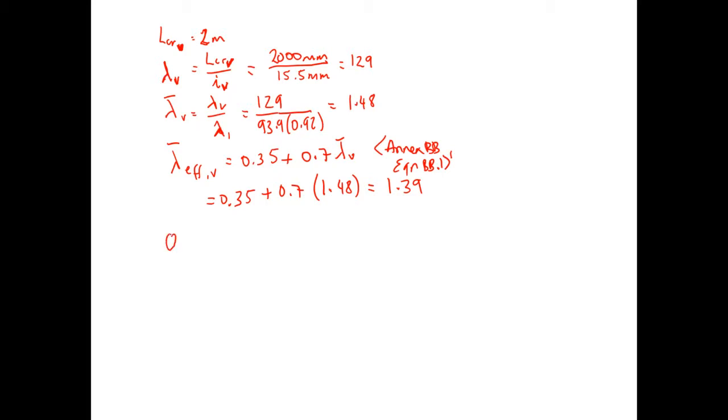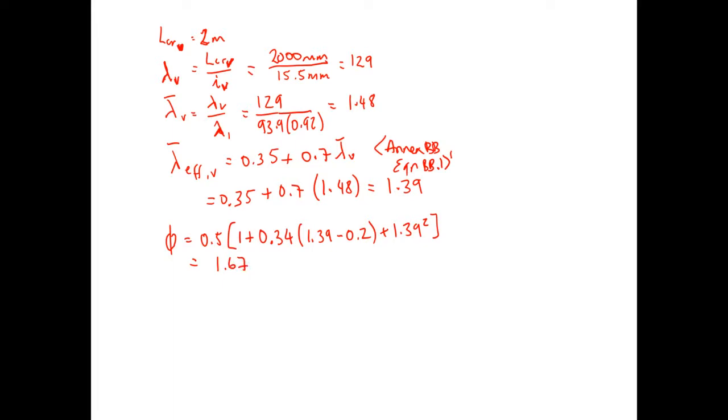So now we can work out what the phi value is. So again, it's 0.5 times 1 plus the alpha value, which is the imperfection factor, 0.34, times the non-dimensional slenderness value, 1.39 minus 0.2, plus 1.39 squared. So we're just following the same equations I had last time. That should come out to be 1.67.